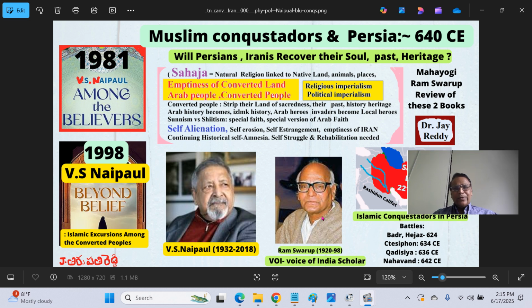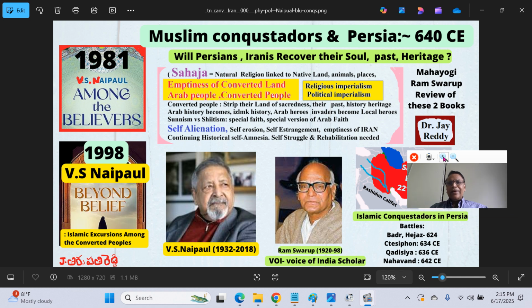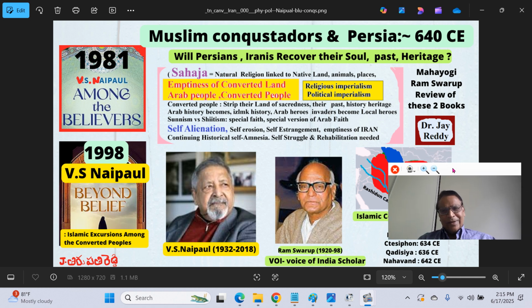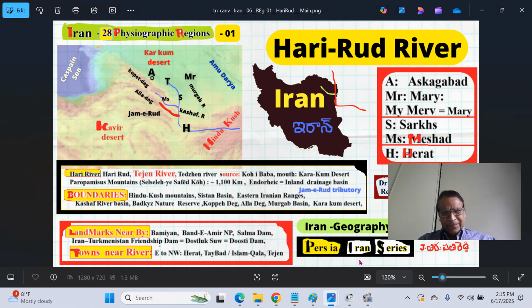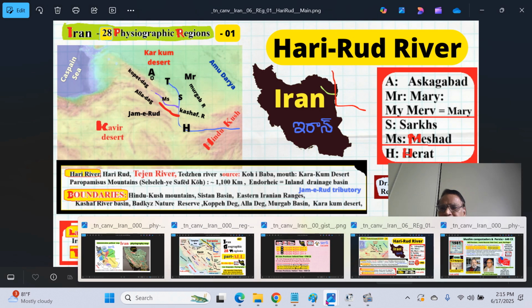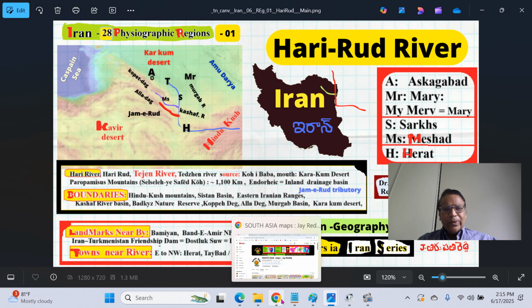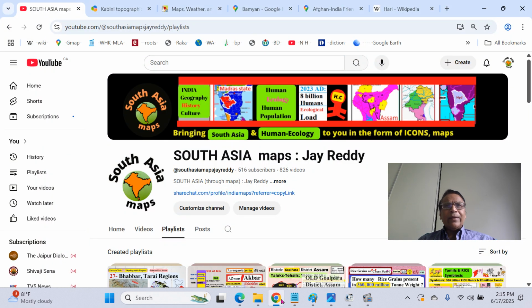And Ram Swarup, one of India's thinkers, reviewed the books and made very practical suggestions on how the Persian intellectuals can rehabilitate some of their parent heritage and can reconcile with their parent body and heritage, who are not the Muslims, and they cannot change the religion of their forefathers. So we will go and look at the actual map to get a broader understanding.